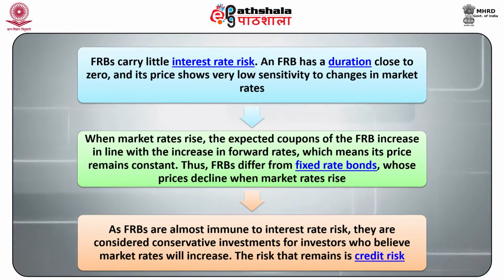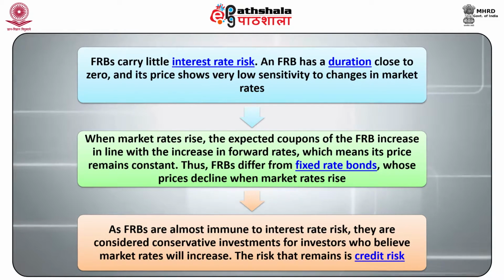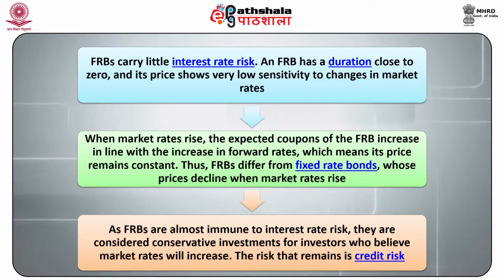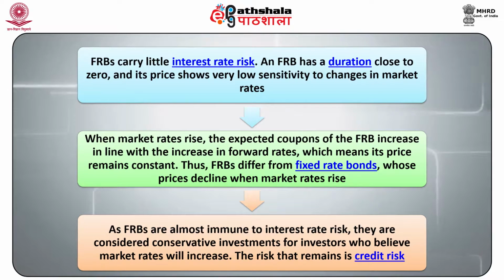An FRB has a duration close to 0 and its price shows very low sensitivity to changes in market rates. When the market rate rises, the expected coupons of the FRB increase in line with the increase in the forward rate, which means its price remains constant. Thus, FRBs differ from fixed rate bonds, whose prices decline when the market rate increases.